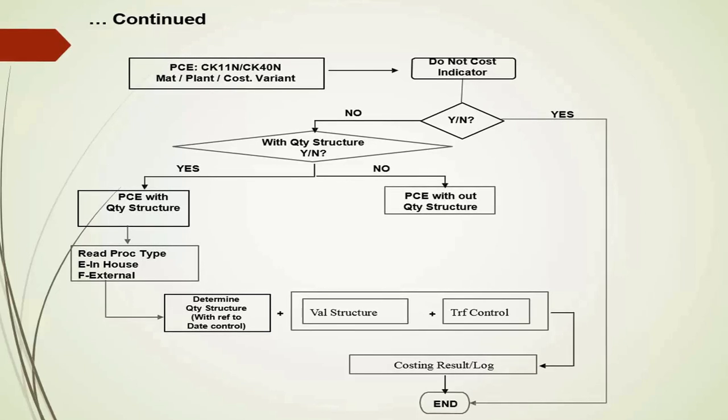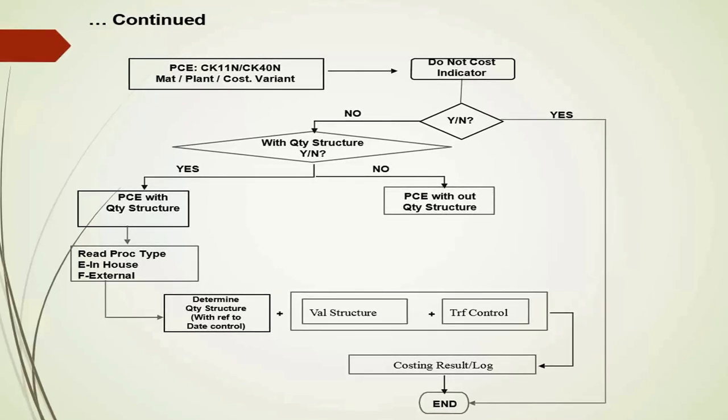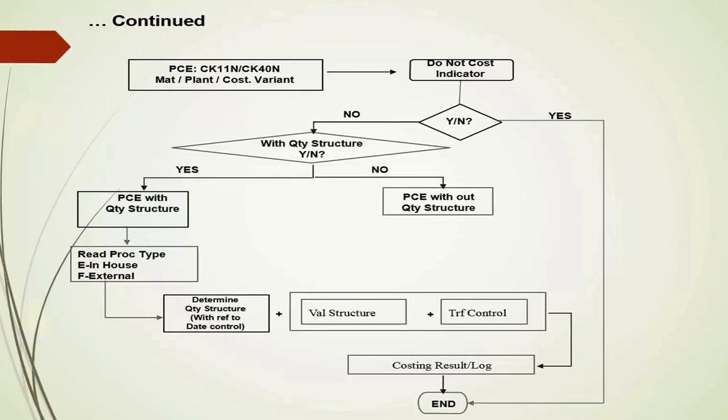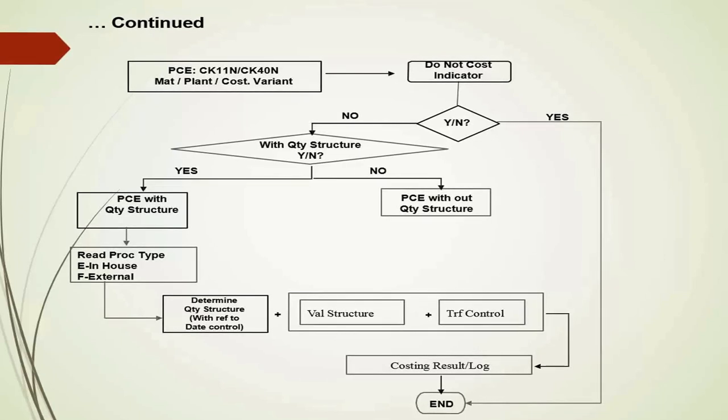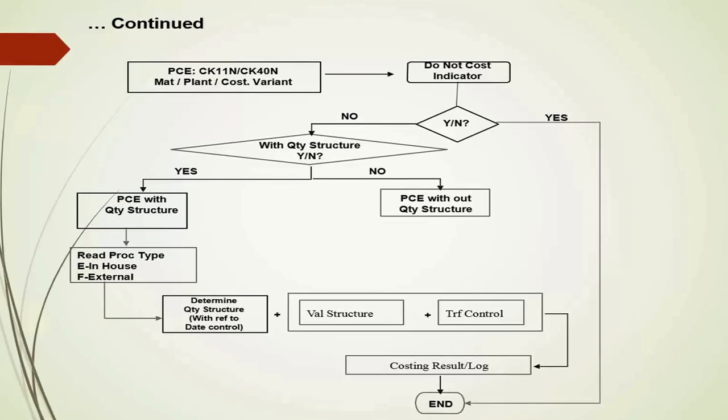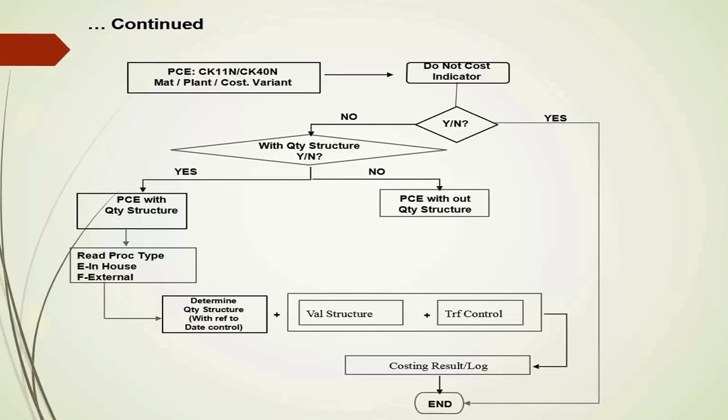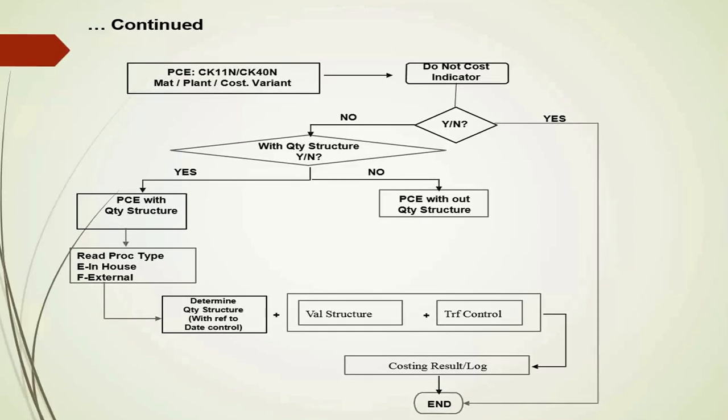When you execute this T code, first it looks for whether that material has a do not cost indicator. If it does, then that's the end of the process. If it does not, that means we are telling SAP to cost that material. Then the second step, it looks for the with quantity structure check mark, yes or no. If it is check marked with quantity structure, then it will go standard cost estimate with quantity structure. If it is not check marked, then it assumes that this cost estimate should be considered without quantity structure.